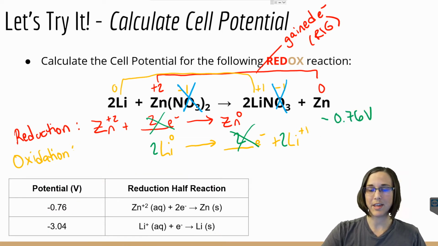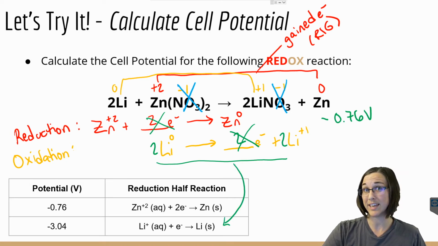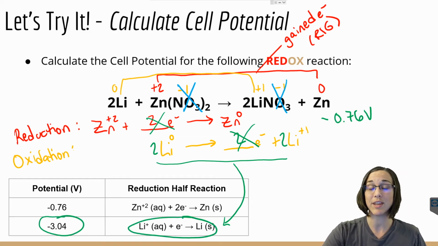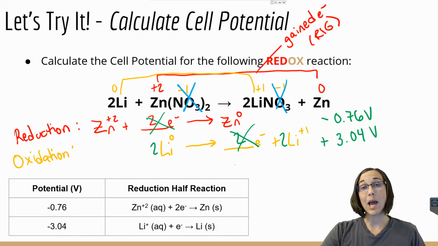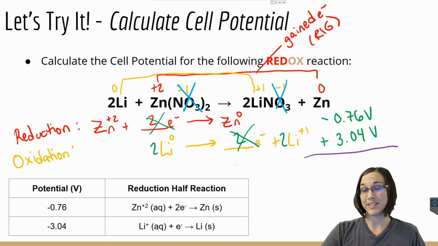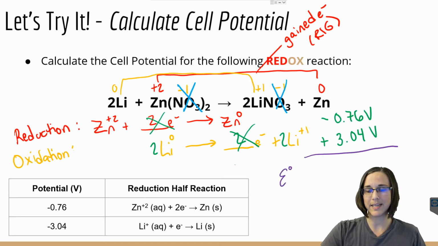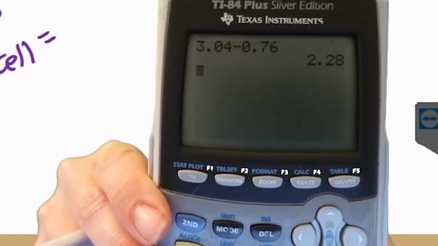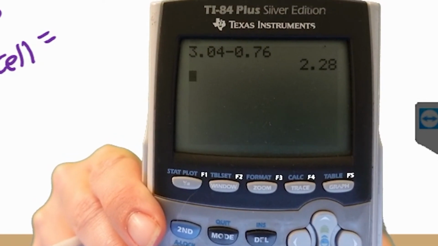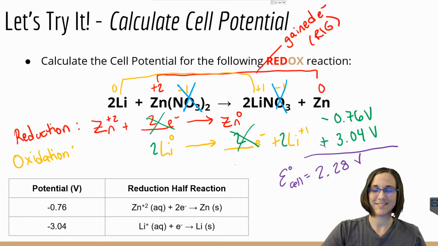Therefore, we're going to keep the negative 0.76 as is. However, when we look at our lithium reaction, we see that the way we have written it is exactly reverse of what was given. Since that's the case, we need to flip this one around, and when we flip that one around, we also flip the sign of the number. So instead of negative 3.04, we now have positive 3.04, and that's the value we're going to use up here. Now all that's left to do is to add these two values together in order to calculate our cell potential value in volts. And our final answer is 2.28, and that's of course in volts.